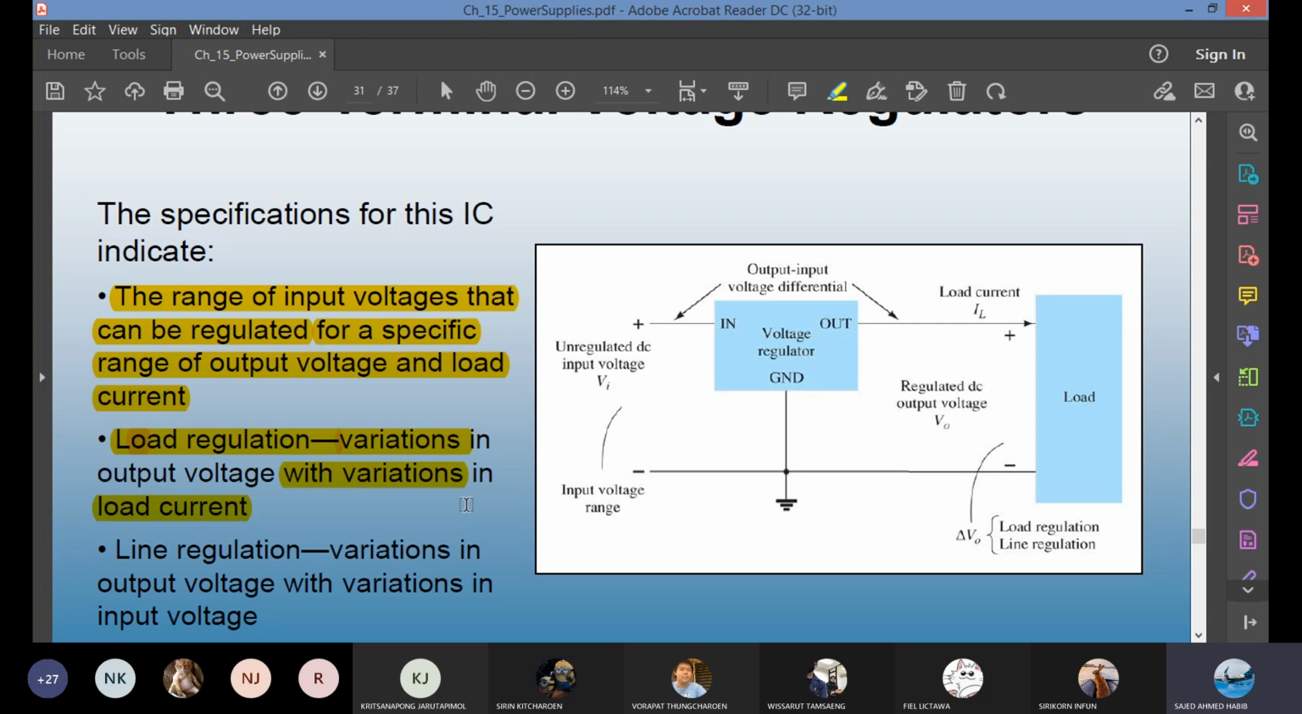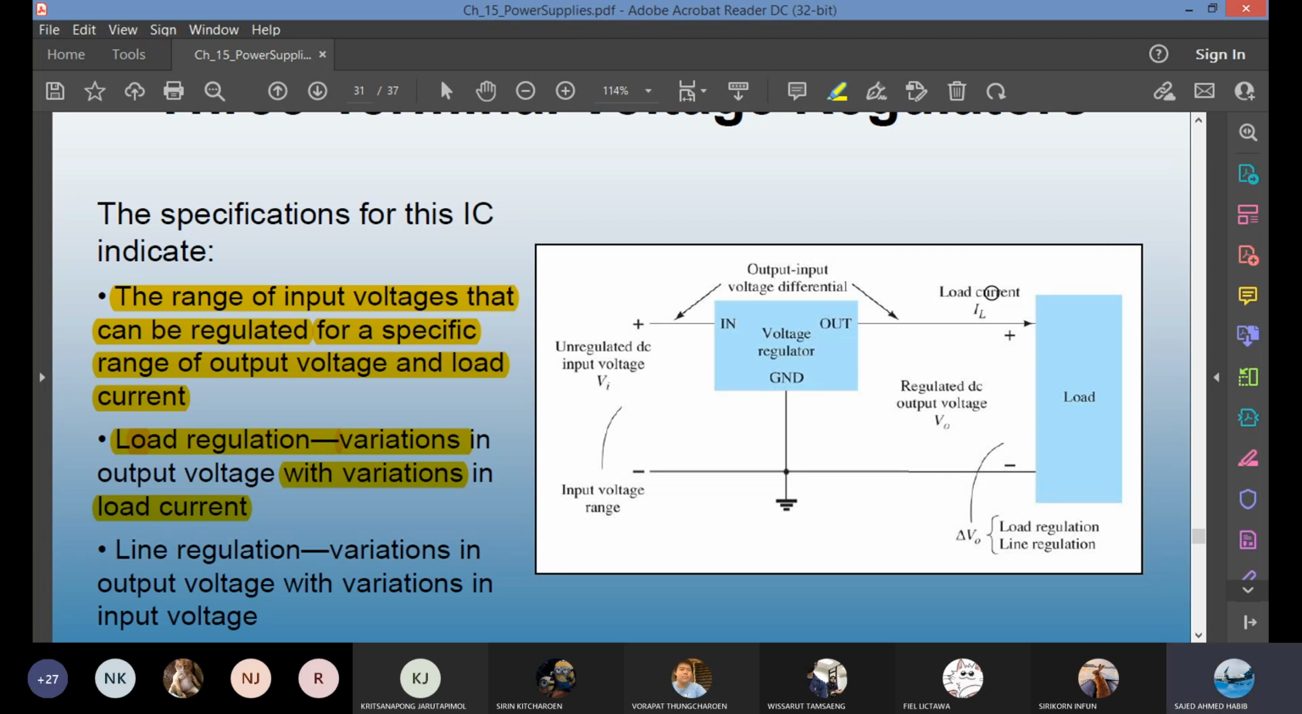So load regulation refers to the load side. If the load is disturbed for some reason, maybe it becomes short circuit or it is faulty, it will try to affect the load current. Variations in the load current will also try to affect the variation in your output voltage, which you do not want. So this amount of variation in output voltage with respect to the load current variation, we call load regulation.